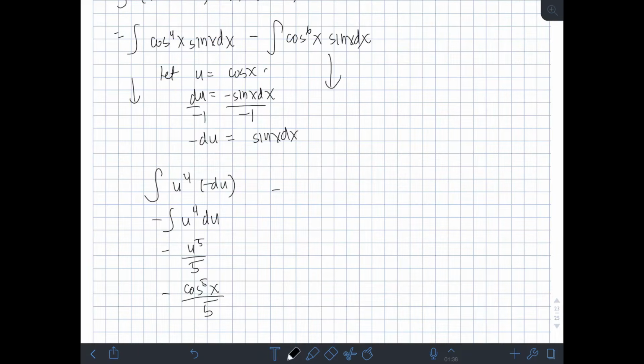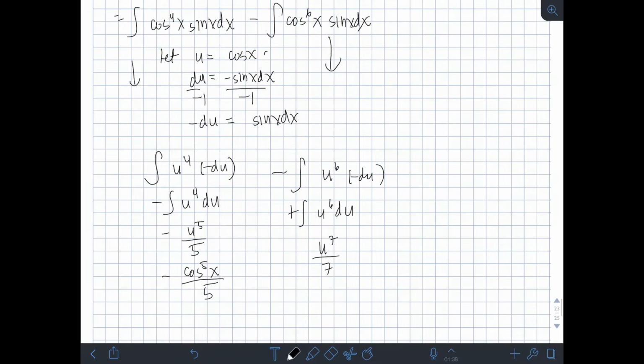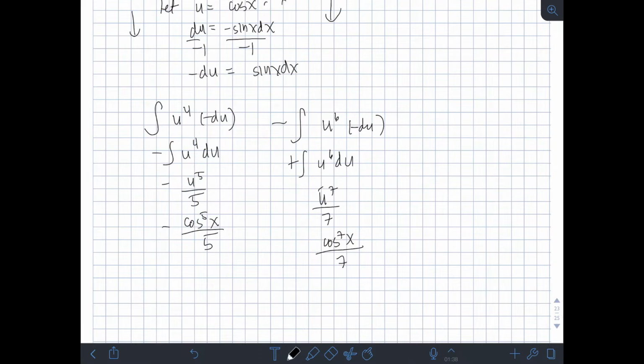Same lang din dito, negative integral ng u to the 6th negative du. So, parang positive na yan. Integral ng u to the 6th du. Applying power formula, we have u to the 7th over 7. And then, balik natin in terms of x na cosine equal siya sa cos to the 7th x over 7. So, pagsamahin natin silang dalawa, negative cos to the 5th x over 5 plus cos to the 7th x over 7 plus c.